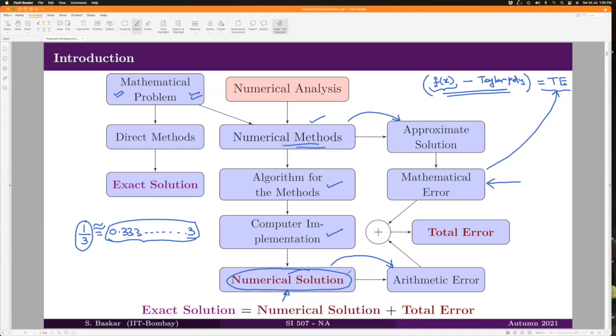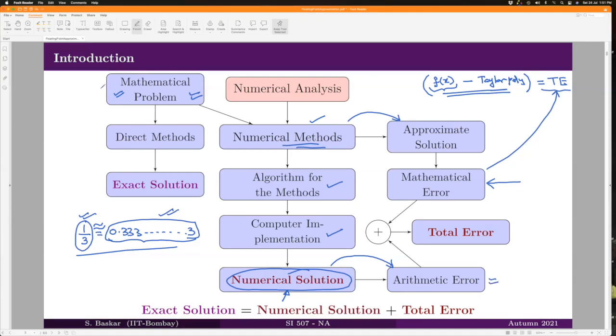Okay, it will be slightly different from what a human being can compute, because a human being can compute 1 by 3, right? This is just an example. Whereas a computer has to use this number in the place of 1 by 3 and it will be calculating the solution. There's one more level of error which is committed in this calculation, that is called the arithmetic error.